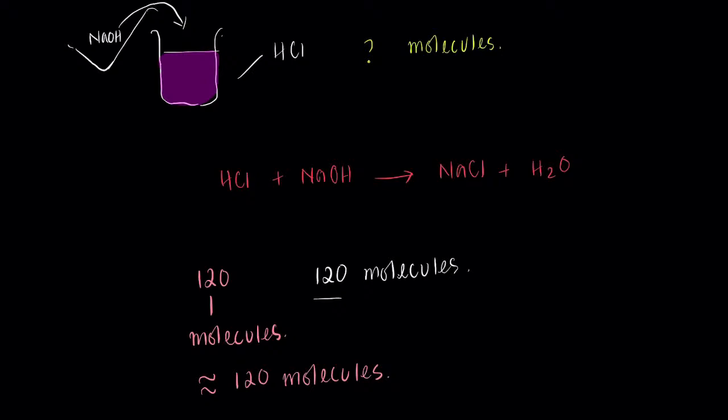And this is essentially what we do. I figured out the unknown molecules of hydrochloric acid. Right? Can I say it's very close to 120 approximately, if not accurately? This is 120 molecules. Does that make sense?